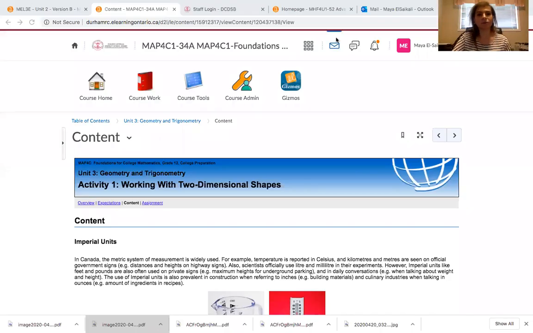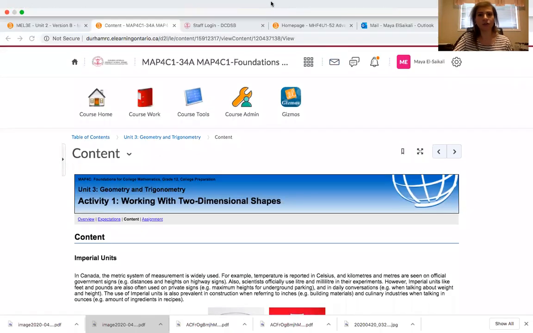Hi guys. So we're starting a new unit, and the new unit is about working with two-dimensional shapes, and basically it's geometry and trigonometry.